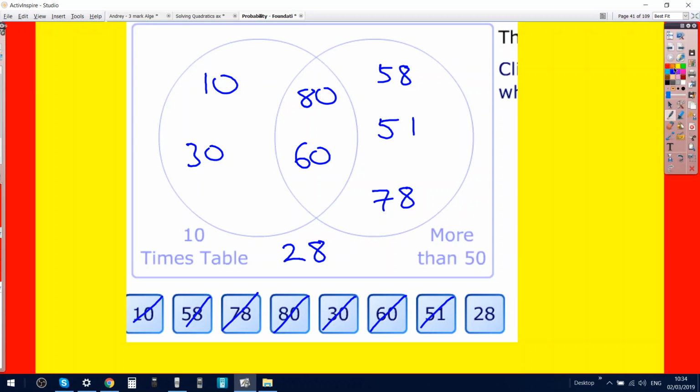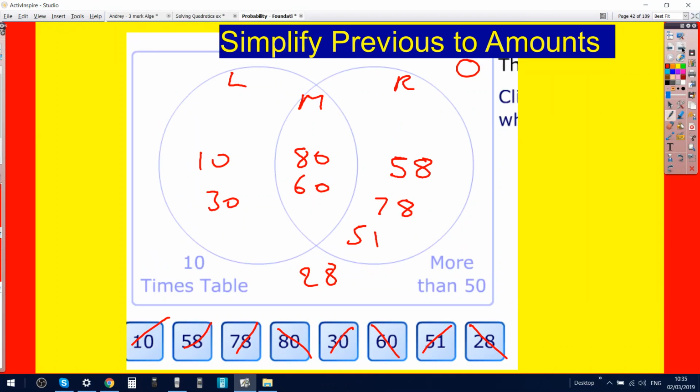And if you were to summarize this down, how many are in each region? 2. So 2, 2, and 3. And outside? 1. Yep. I call this one the left region because the 10 times table is both of them, the left and the middle. More than 50 is the middle and the right. So it helps to say this is the left, this is the right, just so it's not also the middle.